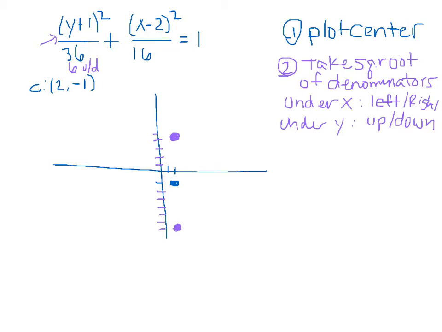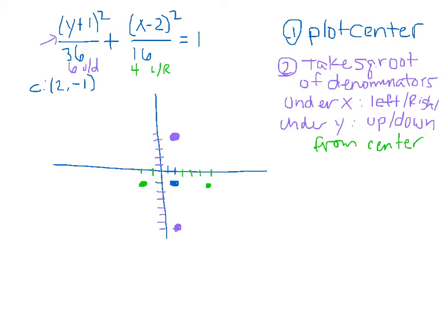So now if we look under 16, the square root of 16 is 4. So that's going to tell me to go 4 to the left and right from my center. This is always from the center. Okay, so from my center, we'll go 4 to the right, 1, 2, 3, 4, and put a dot. We'll go 4 to the left, 1, 2, 3, 4, and put another dot.